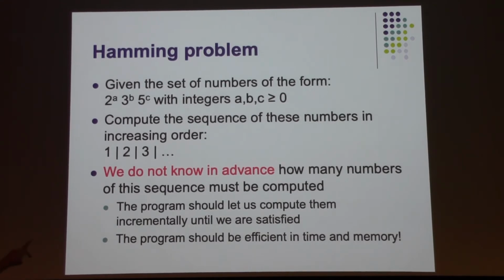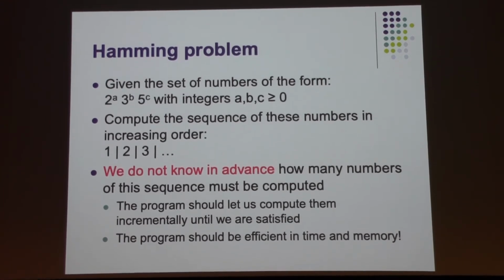But the problem is, when you know A, B, and C, you don't really know how big the numbers are. So you have this bunch of numbers, but you want to present them in increasing order up to a certain point. But you do not know in advance how many numbers must be computed. You have to keep going for a while. You don't know how far. So your program has to work for any length of sequence. You just have to keep going, and then you stop somewhere. The program should let us compute those numbers incrementally until we're satisfied, until we're done.